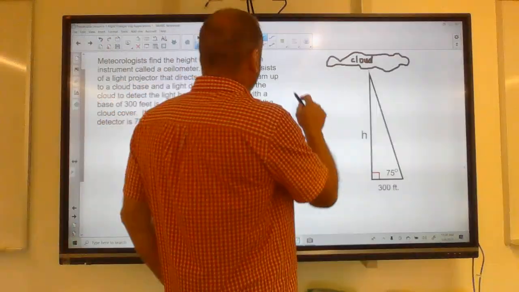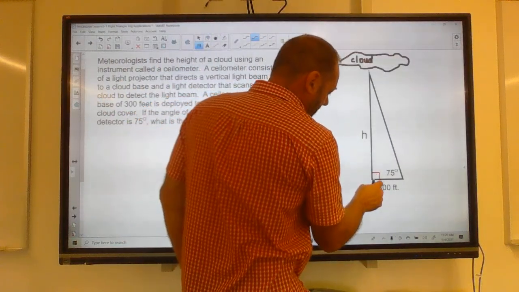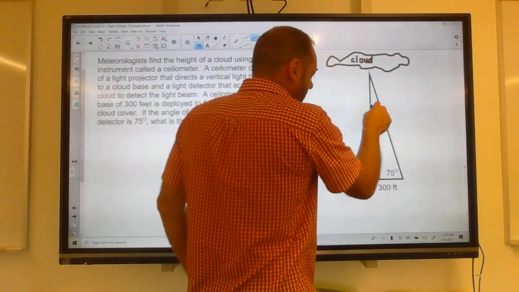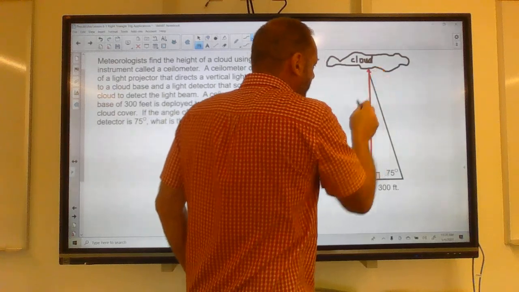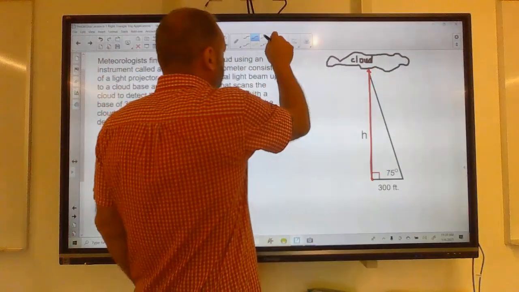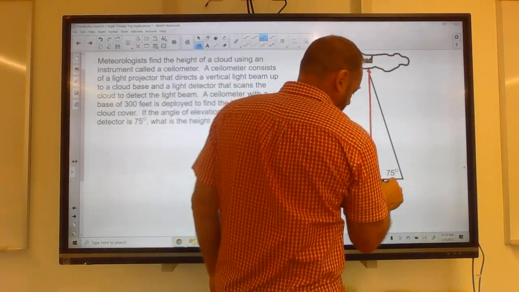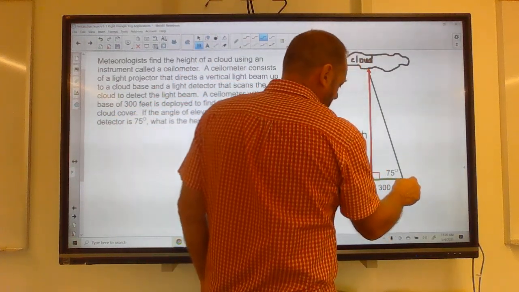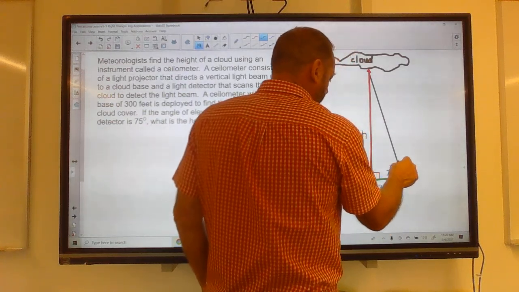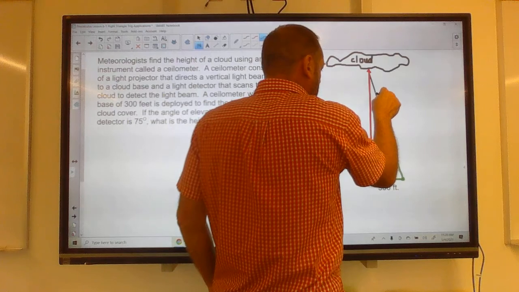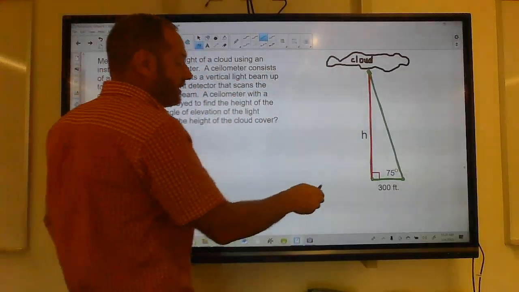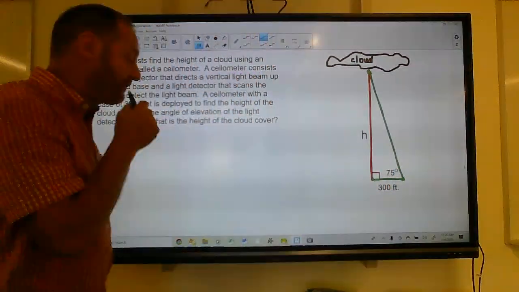So here's what happens: I take my really bright light and I put it right here and I shine it straight up to the cloud. And then this distance here is measured to be 300 feet. So this is where my light detector is, and it focuses in on where that light is on the cloud. And it measures this angle right here. So this is now 75 degrees, that green angle.